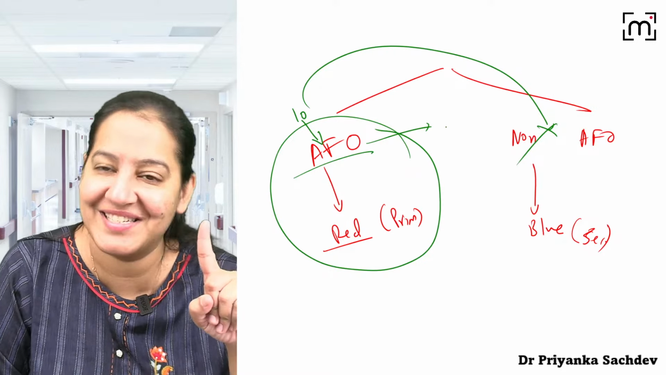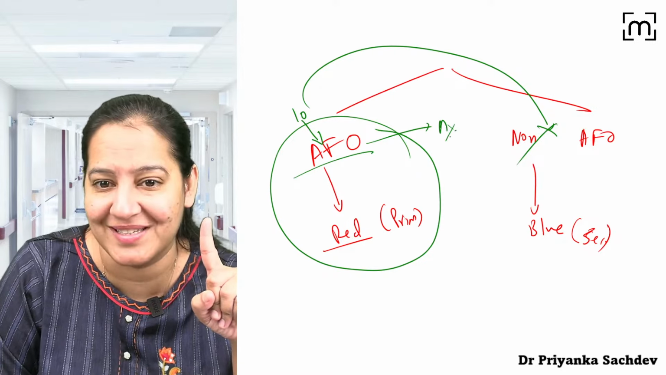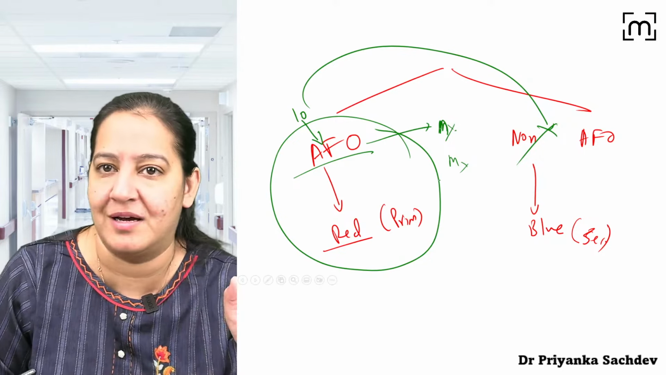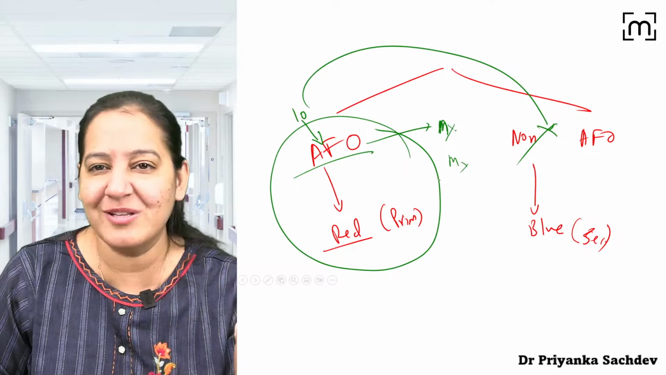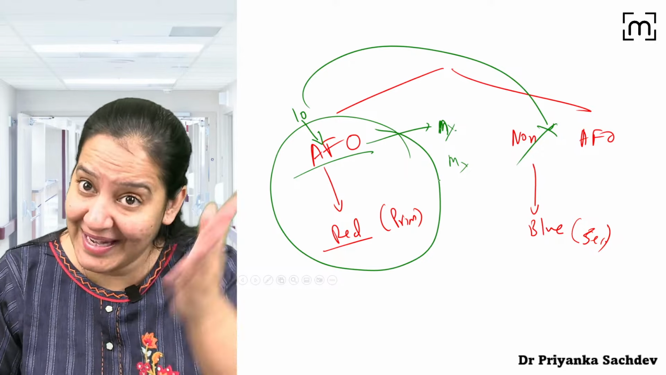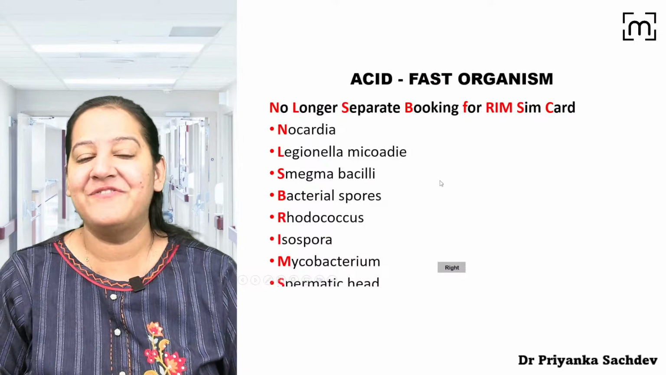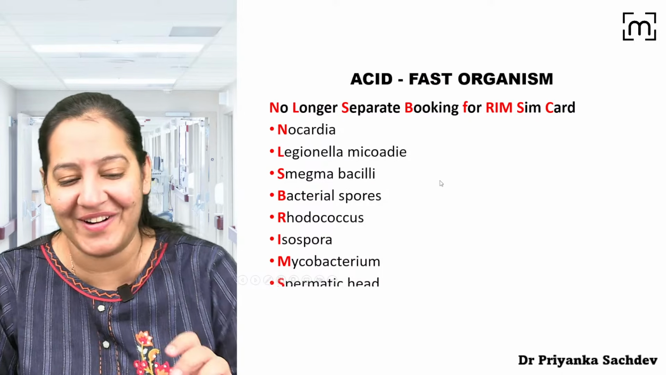Ma'am, TB is acid fast. Everyone knows that. Mycobacterium tuberculosis. If I insist, tell me more names, you will say leprosy. After that, no one says anything. Right? I take many vivas. All the students say 1 or 2 names, but there are many. You should know the complete list. So I will give you a mnemonic. Acid fast organisms. How many acid fast organisms do you know?